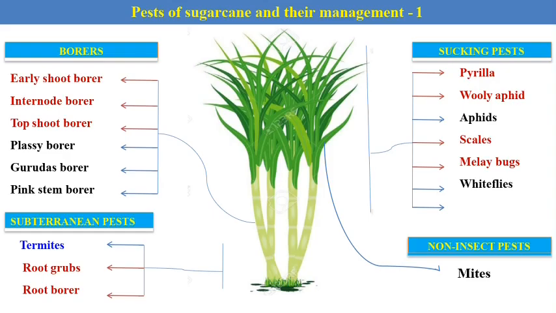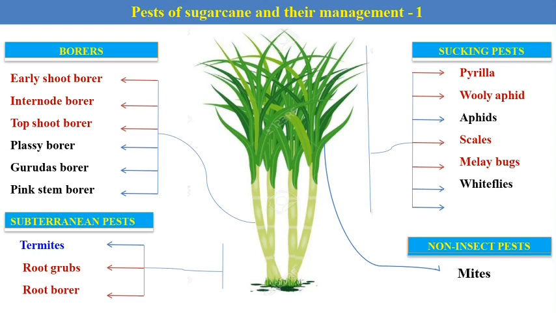Today we are going to discuss pest management in sugarcane and their integrated pest management. Here are the different major and minor pests of sugarcane which infest the sugarcane crop in every season. If you see, the pests of sugarcane are categorized according to their feeding habits.